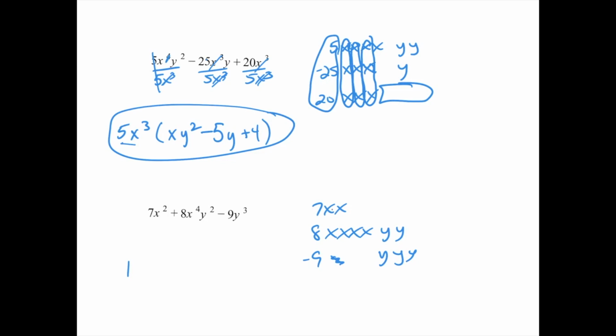If we look at the x's, these both have an x, but there is no third x. Look at the y's, these both have a y, but there's no third y. So the only thing they have in common at all, period, is the 1. That sometimes happens. This is a prime polynomial, meaning the only factor is 1. So you would factor it by saying 1 times 7x squared plus 8x to the fourth y squared minus 9y cubed. That's something you're very easily able to do.